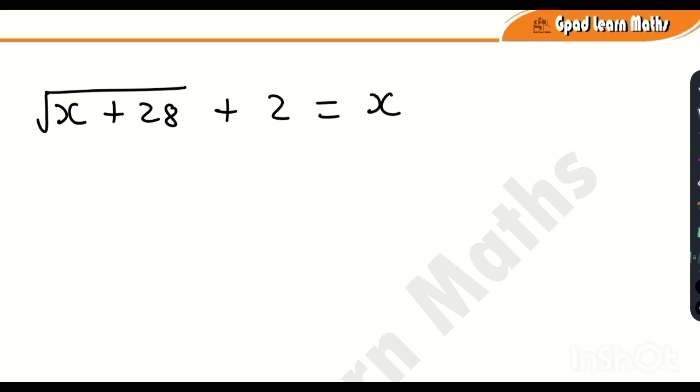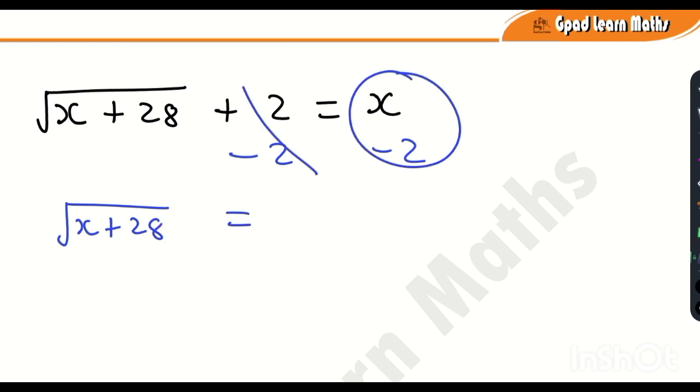So I am going to subtract 2 from both sides. So minus 2 here and minus 2 here. What do I have? I have the square root of what? x plus 28, plus 2 minus 2 is 0, and then you have x minus 2.